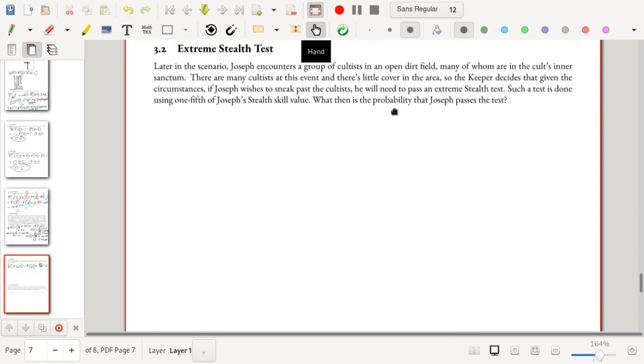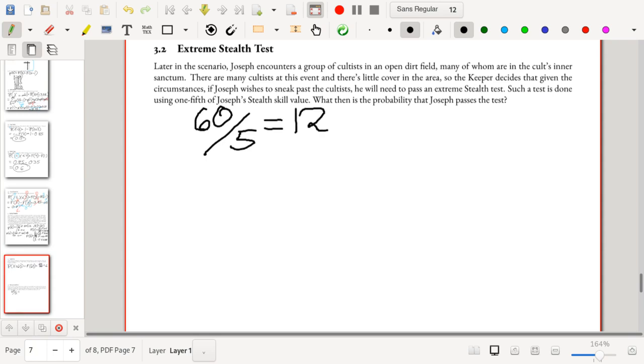3.2. Extreme stealth test. Later in the scenario, Joseph encounters a group of cultists in an open dirt field, many of whom are in the cult's inner sanctum. There are many cultists at this event, and there's little cover in the area. So the keeper decides that given the circumstances, if Joseph wishes to sneak past the cultists, he will need to pass an extreme stealth test. Such a test is done using 1/5 of Joseph's stealth skill value. So that means his skill value will effectively be 60 divided by 5, which is 12.